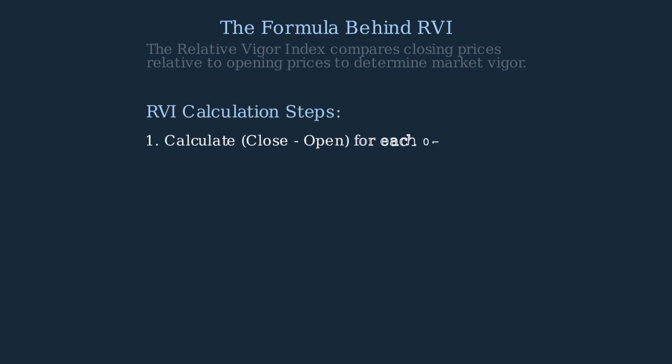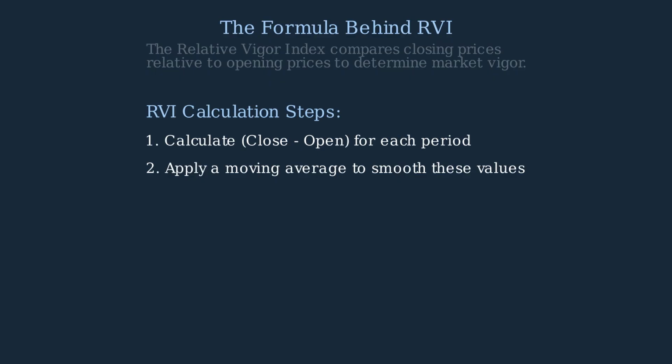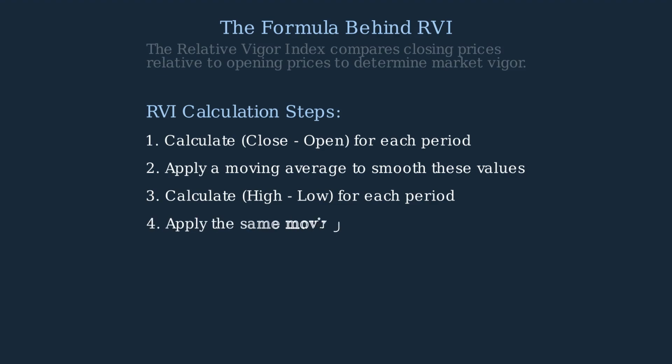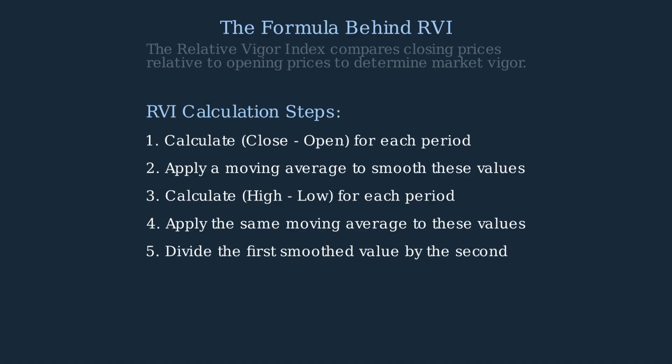First, we calculate the difference between closing and opening prices for each period. Second, we apply a moving average to smooth these values. Typically, a 10-period moving average is used. Third, we calculate the difference between high and low prices for each period. Fourth, we apply the same moving average to these high-low differences. Finally, we divide the first smoothed value by the second, creating the RVI ratio.